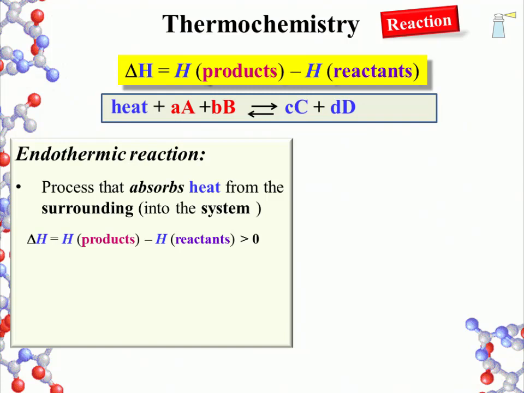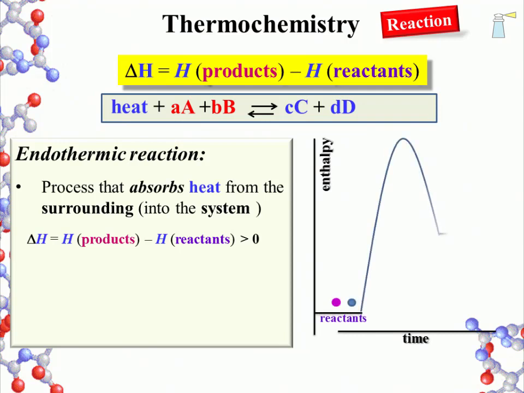The system gained heat. The products incorporated that heat and have more heat than the reactants. From the perspective of the reaction coordinate, endothermic reactions consume energy. That is why heat is added to make the reaction go. So the heat of the reaction has to be greater than zero. The system gained heat. It has more than it started with.